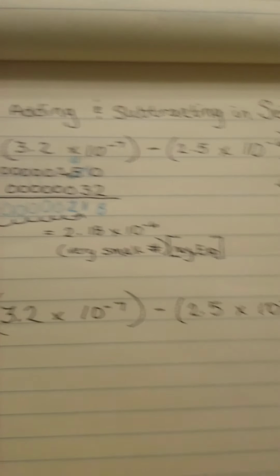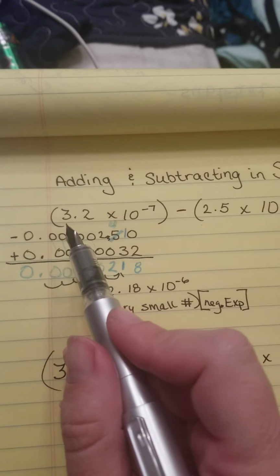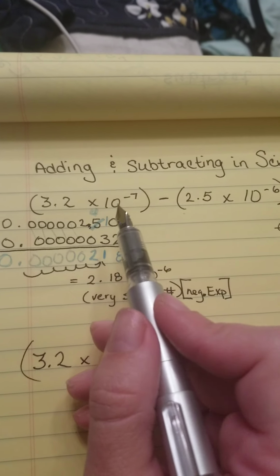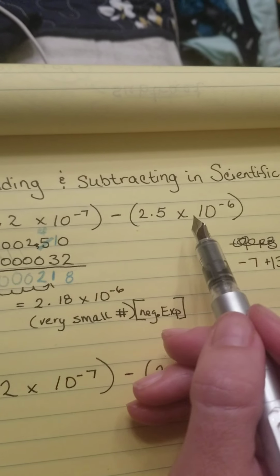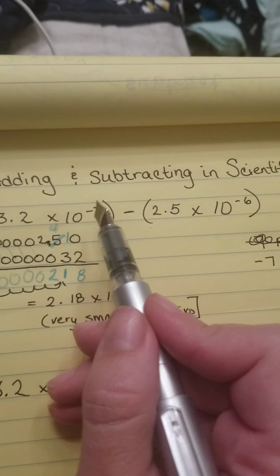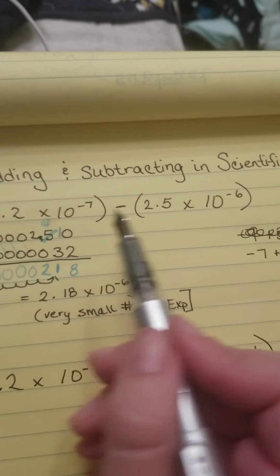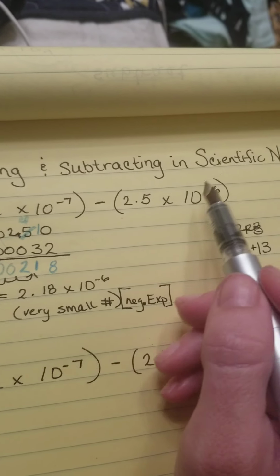Okay, now we have adding and subtracting in scientific notation. All right, so like if we had 3.2 times 10 to the negative 7 minus 2.5 times 10 to the negative 6, I would know that this is an extremely small number, so it's going to be 0.00 something, and so is this. But if I'm looking at a number line, which one of these two is bigger?